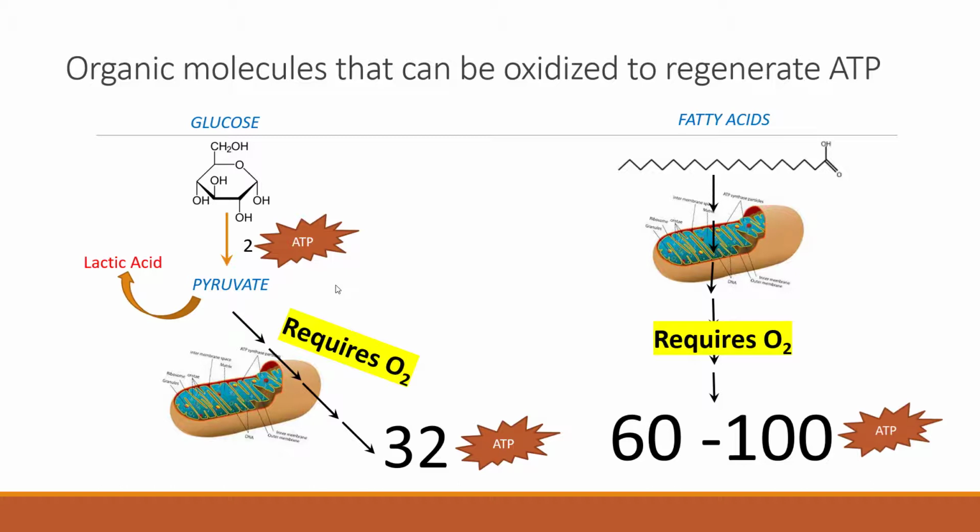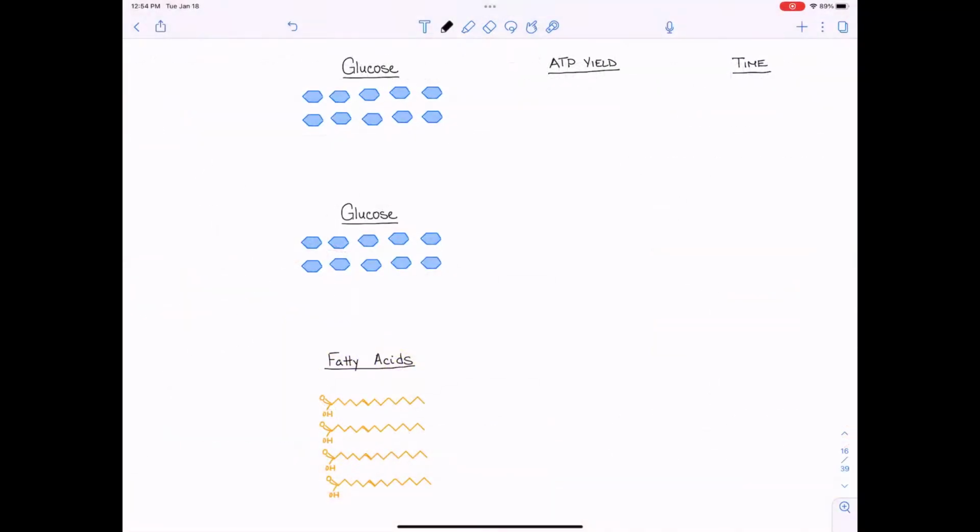So now that we've covered the sources of fuel that we can use and the way that we can use them to generate ATP, let's take a look at some different situations where we would prefer fatty acids, or maybe we would prefer glucose metabolized anaerobically. So let's take a look at the benefits of each type of fuel source and the way that it's yielded. I'm going to start with glucose.